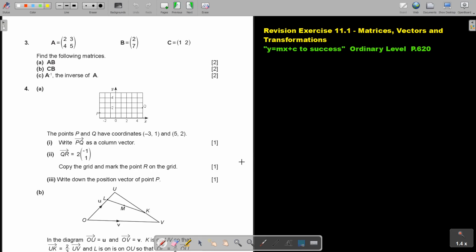Okay. Now, if I look at these examples, I'm just going to look at A. This is the easy one. The points P and Q, do you see that, have these coordinates. Write PQ as a column vector. So I'm just going to say 4A, and the first one, if I write it as a column vector, it is this vector.